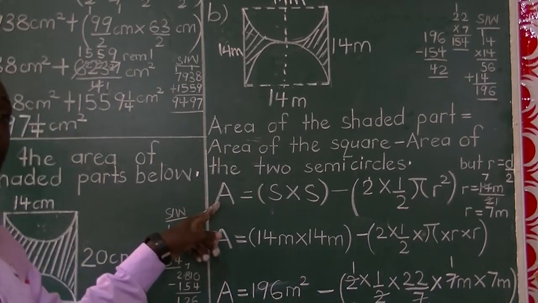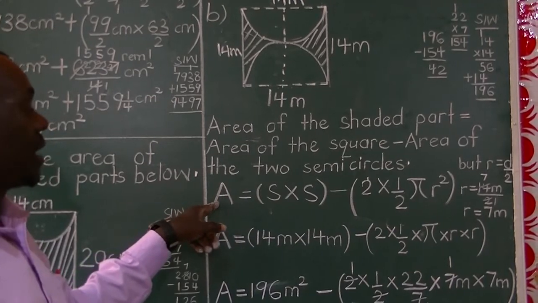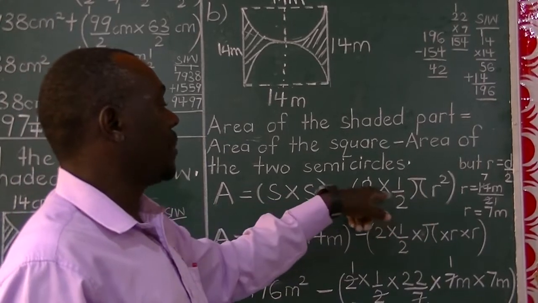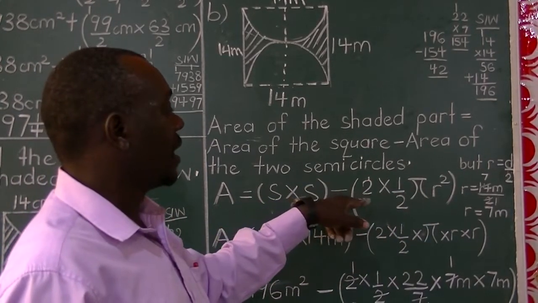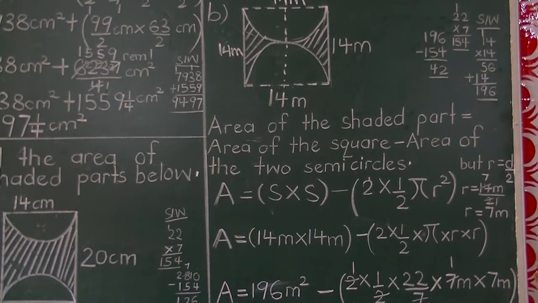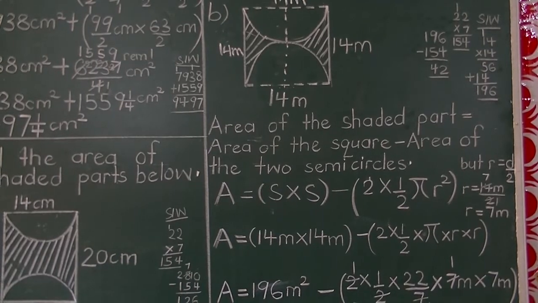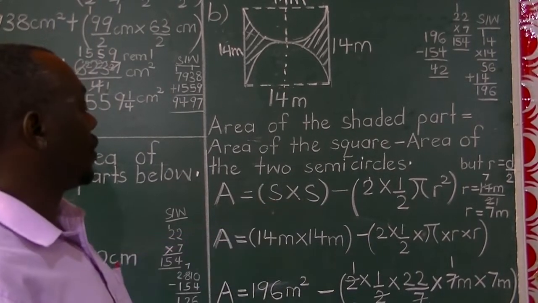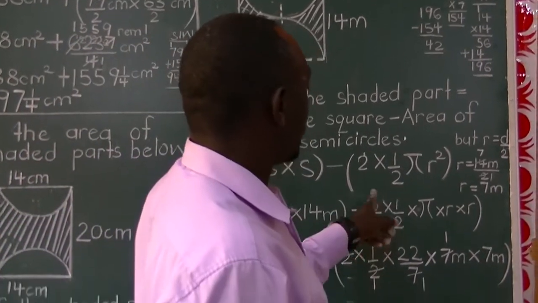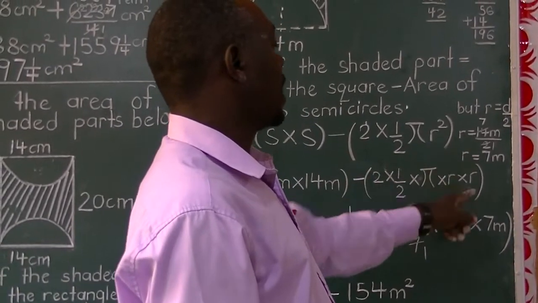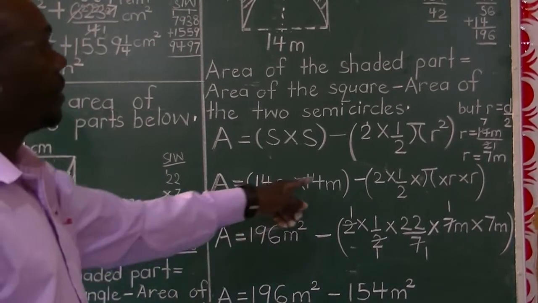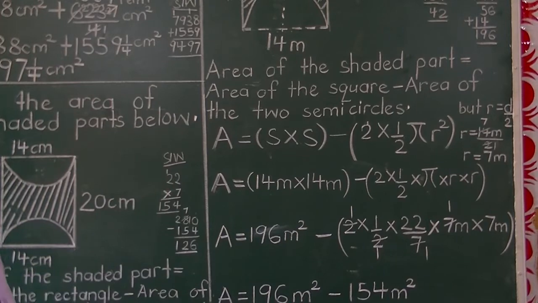So then we go to our formula, area of a square, side times side. So area equals side times side minus the two semicircular ends. So we go minus area of the two semicircles, that's 2 times a half times pi times r squared. A half must be involved because a semicircle is half of a circle. Each side of the square is 14 meters. So you write area equals 14 meters times 14 meters, then minus 2 times a half times pi times r, where r means radius, which we've got as 7 meters. Then multiply 14 by 14, and you get 196 meters squared.